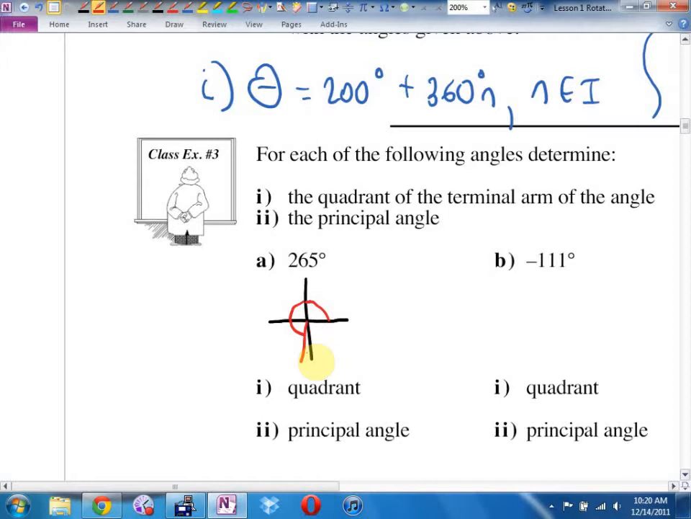Quadrant 3. What's the principal angle? Now that's the smallest positive angle. That's the angle between 0 and 360. In this case, it's kind of a trick question. You know what the principal angle is? 265. It is the principal angle.